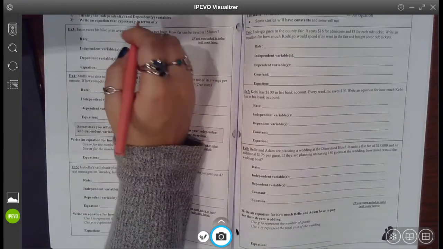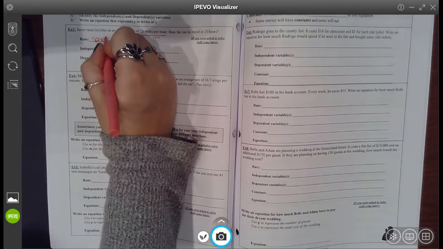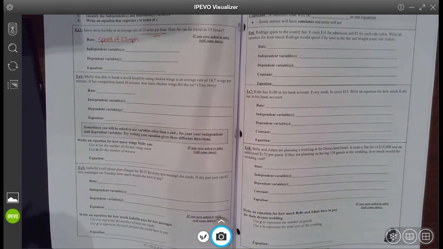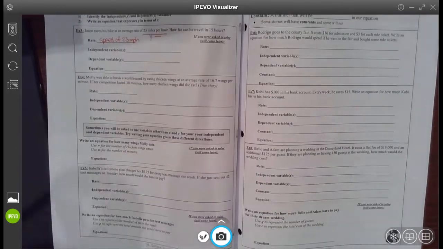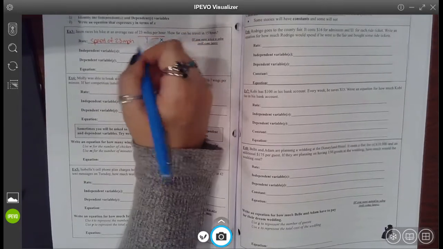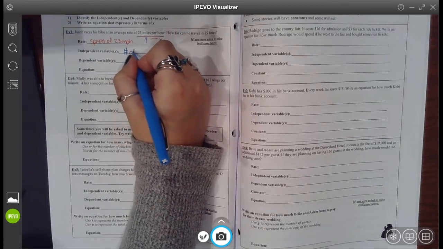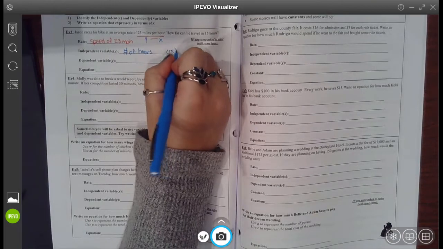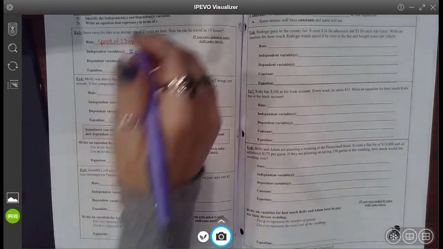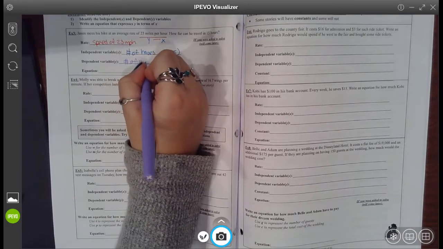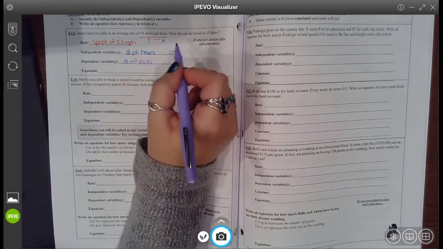So my rate is the speed of 23 miles per hour. And then that helps me identify your y per x. So x is your number of hours, which they said was going to be 15. Okay, and then your y was the number of miles that you traveled. And they said, how far is it?